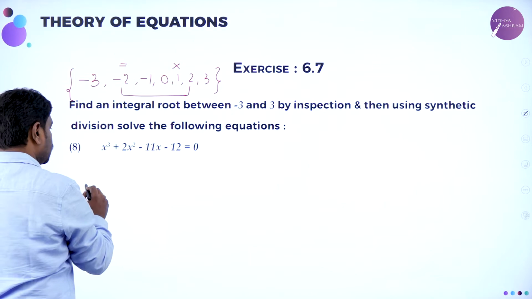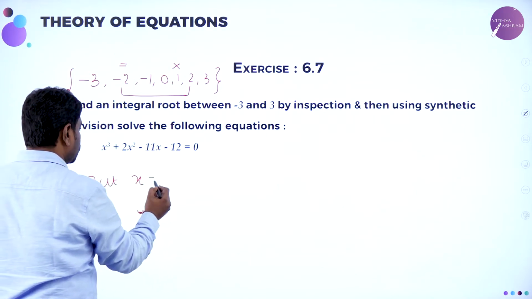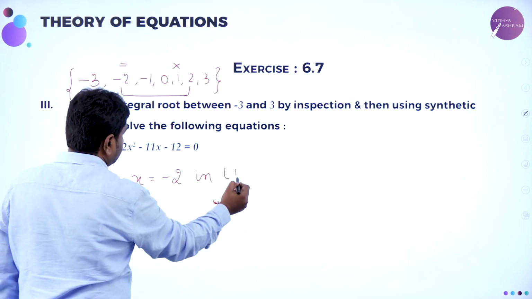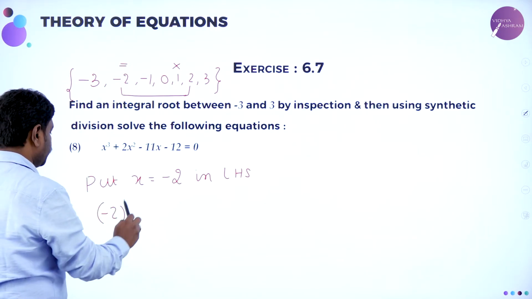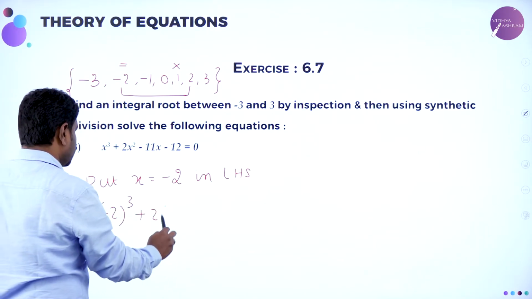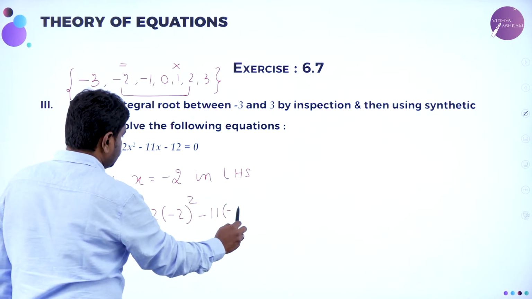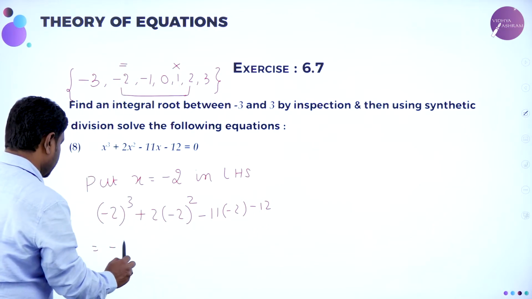So put x is equal to minus 2 in the LHS of the equation: minus 2 the whole cube plus 2 into minus 2 the whole square minus 11 into minus 2 minus 12. So minus 2 the whole cube is minus 8.